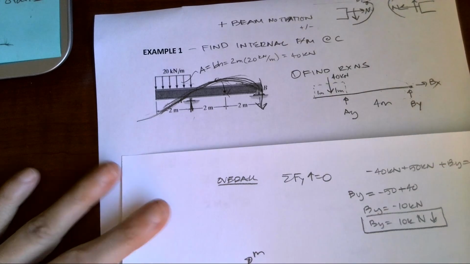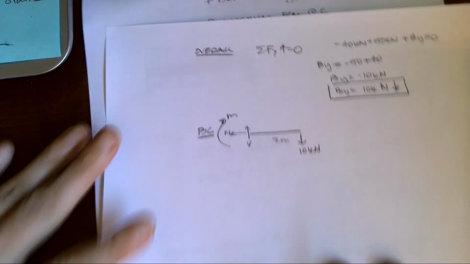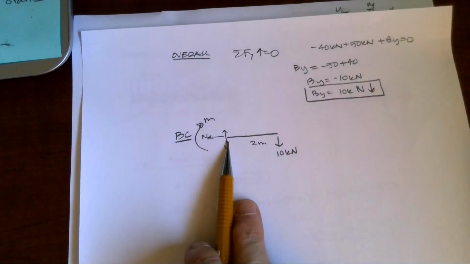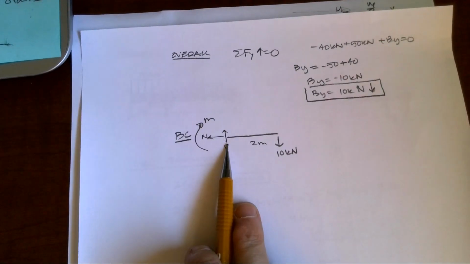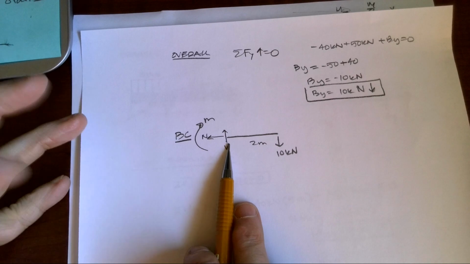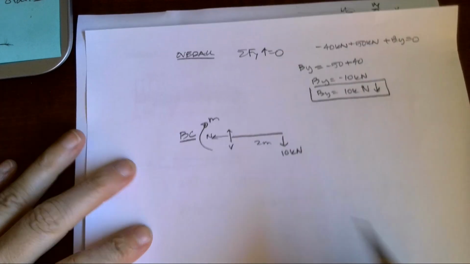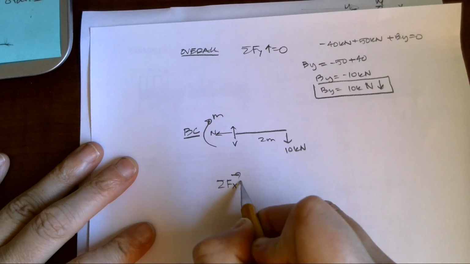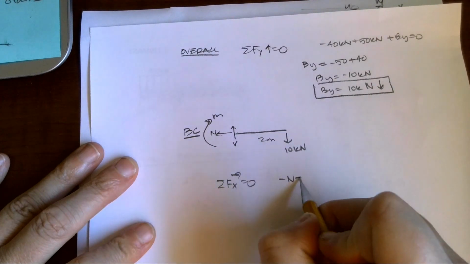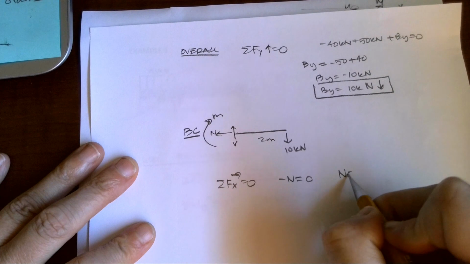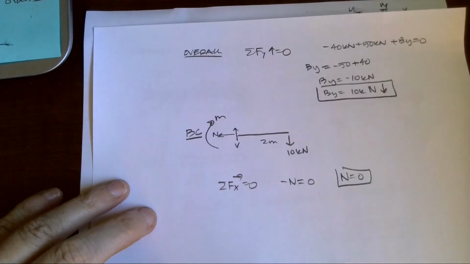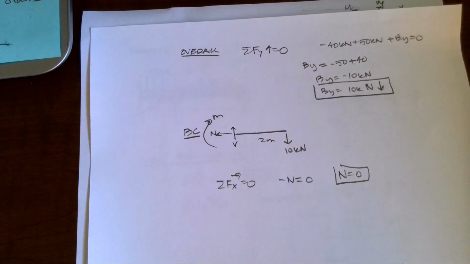Oh, and you guys can't see that. Sorry about that. I have to use internal positive notation. So this time, when I sum forces in the x direction, I'm going to get a negative N equals 0. So my normal force is 0. Again, depending on how we loaded the beam, we could have a normal force.